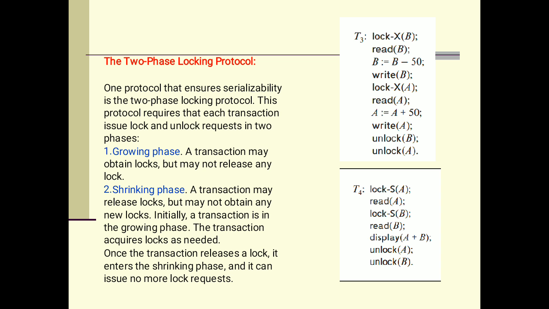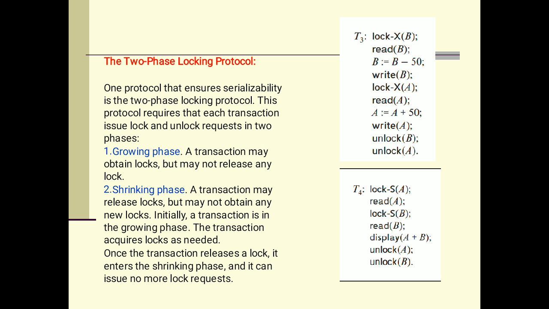So whatever transactions get executed, in those transactions the locks get acquired in growing phase and then they are released in shrinking phase. So in two-phase locking protocol there are two phases, growing phase and shrinking phase. In growing phase, as the name suggests, a transaction may obtain locks but not release any lock, and in shrinking phase a transaction releases locks but it may not obtain any new lock.